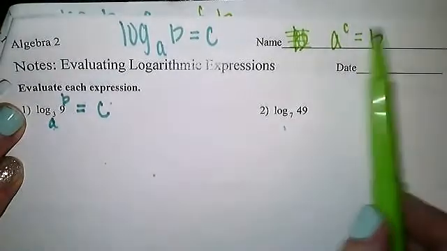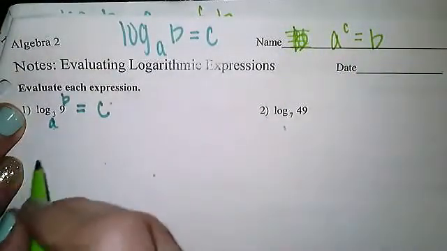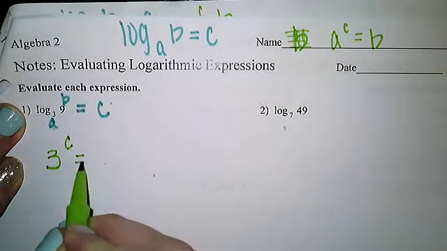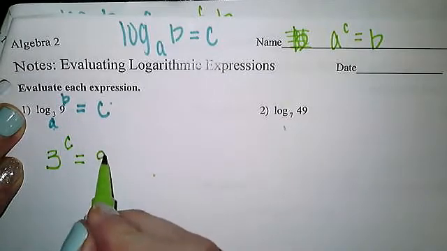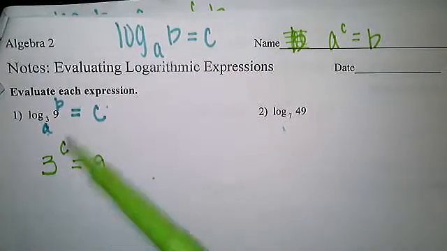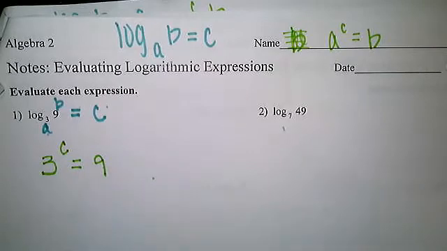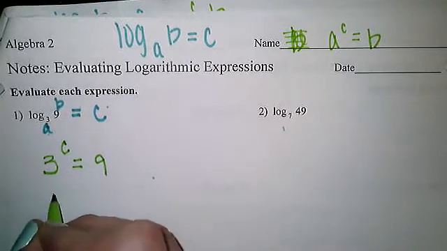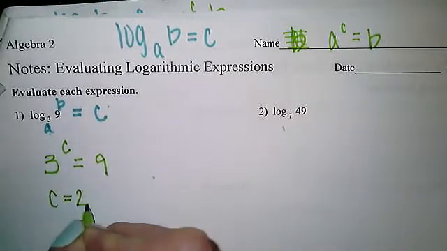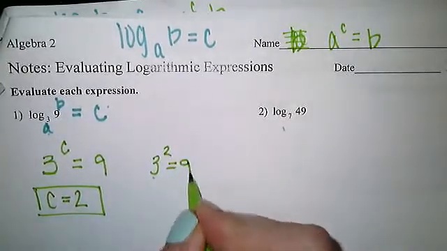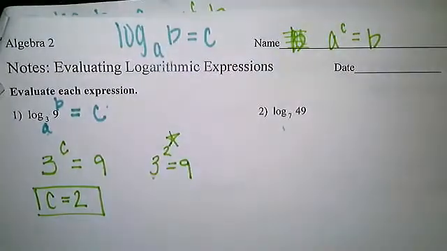We're going to rewrite this in exponential form like we see here. So we have our A first, which is our 3. Our C is our exponent, which is unknown, and equal to our B, which is 9. So now all we have to ask ourselves is 3 to what power is equal to 9? Since we know 3 multiplied by itself is equal to 9, we know that C has to equal 2. So since 3 squared is equal to 9, that's why the answer to this expression is simply a 2.